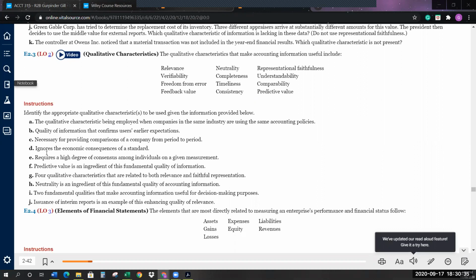Okay, so the first one is referring to comparability. The second one, quality of information that confirms users' earlier expectation. Now, okay, can you please mute yourselves? Okay, thank you. So when the companies prepare their financial statements, these financial statements are issued out in the market.